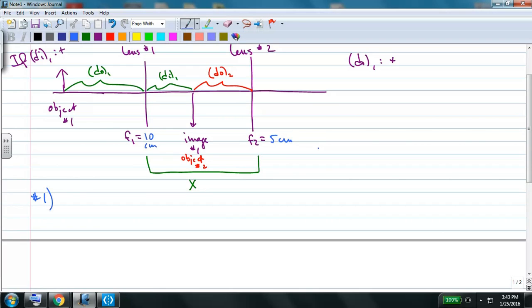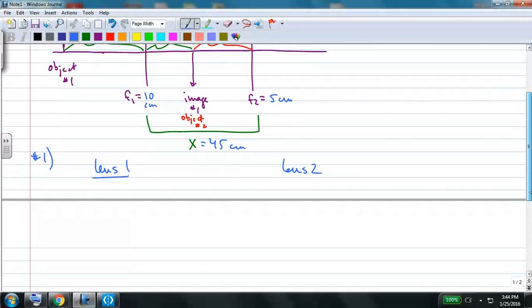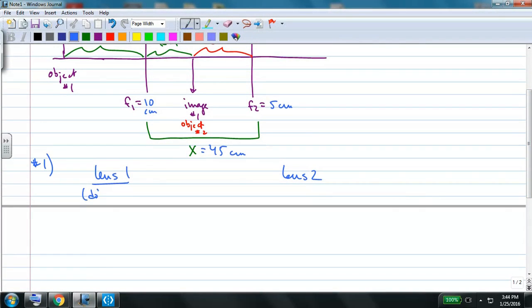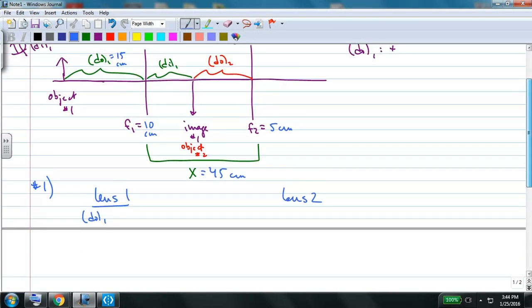In this case, the object is 15 centimeters to the left, so we're going to say it's right here. And the two lenses are separated by a distance of 45 centimeters. So with that information, you actually have enough to figure out where the image is going to be. Ready? So we're going to write down our information like this for lens one and lens two. For lens one, we know DO1 is 15 centimeters.